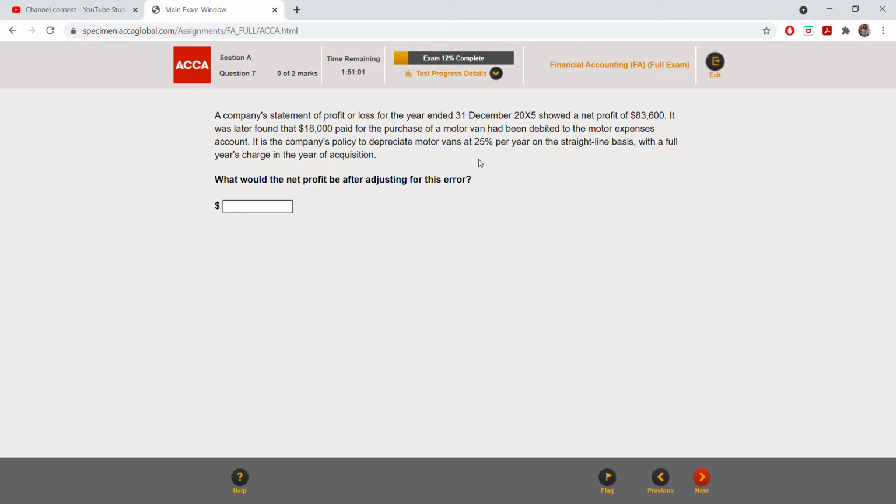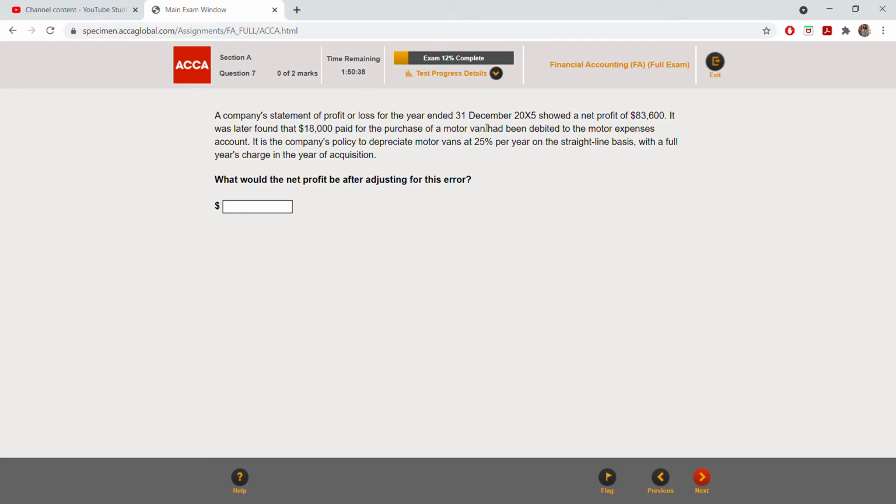What was the motor van? How do you know that you have to add or deduct the depreciation? Because it is understood. Here it was a motor van, correct, which you purchased, but you incorrectly wrote as motor expense. That means even the depreciation relating to this motor van, you didn't take it. So if you didn't take it, now your net profit will reduce. That's why you have to deduct your depreciation now.